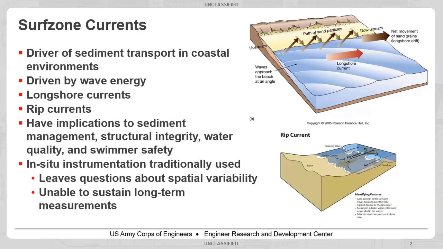In the past, we've been using a lot of in-situ instrumentation traditionally, but in recent years, we've switched to more remote sensing mediums for this. When we use in-situ, we often leave questions about spatial variability. And as we all know, it's very hard to have long-term in-situ instruments collecting data in the surf zone, given just how much energy is involved there, and how often the equipment is lost or covered. By using remote sensing, we were able to avoid those issues.